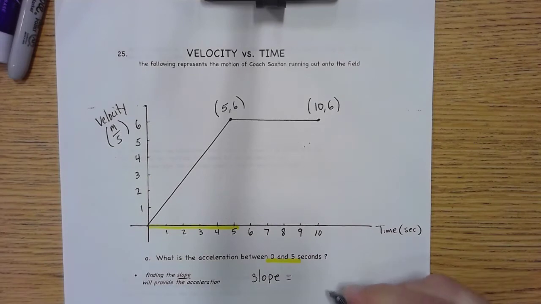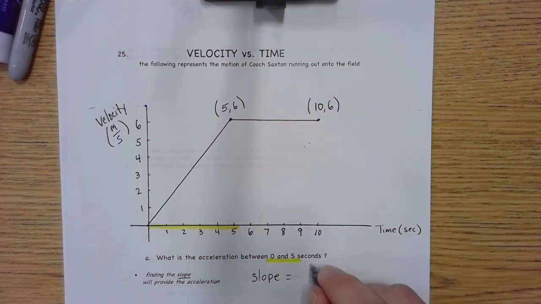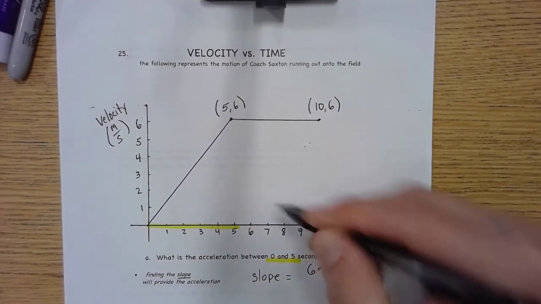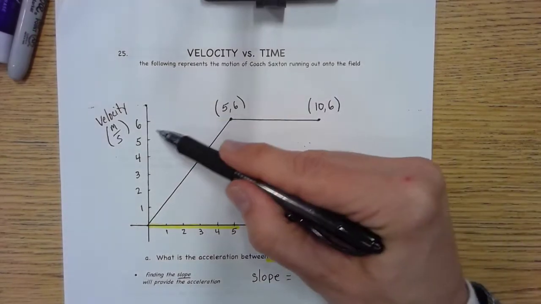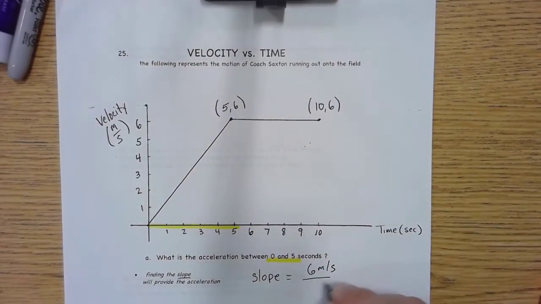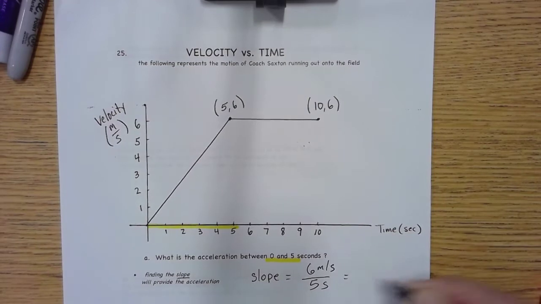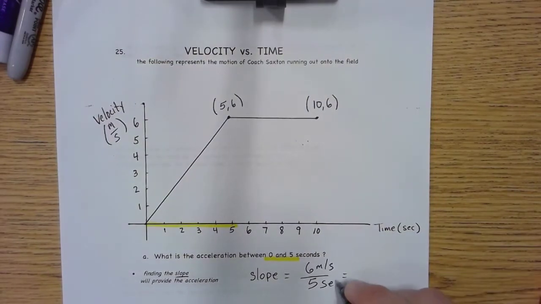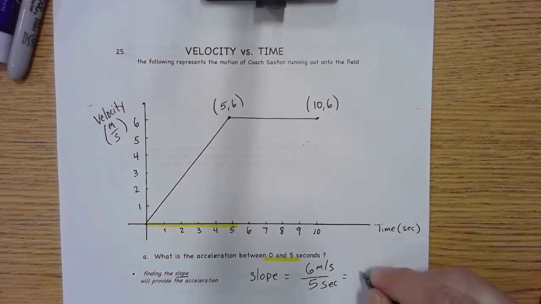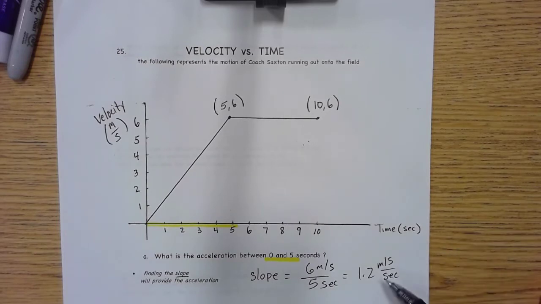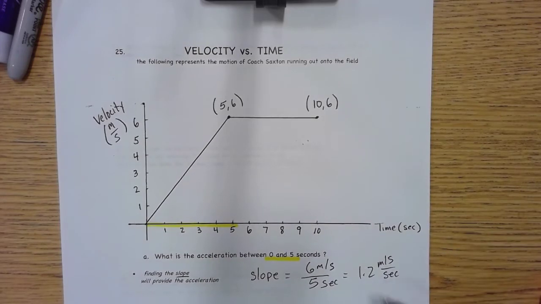All right, so I just count them out. Rise, 6. And I like to write the units. I go up 6 meters per second. I'm going to go over 5 seconds. So you can divide that out, and really, fractions work for me. Meters per second every second. So that's the rate that the speed is changing. That's the rate that the velocity is changing.